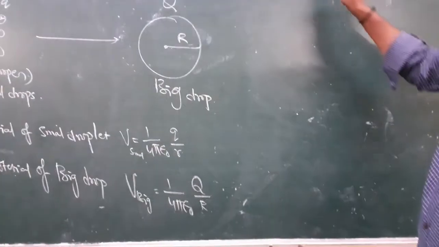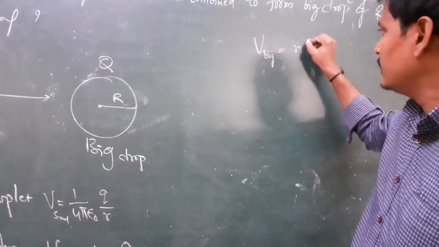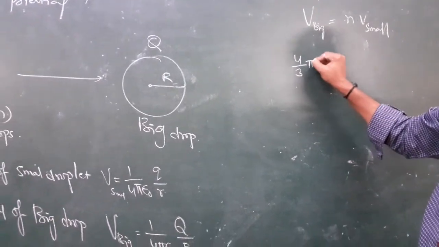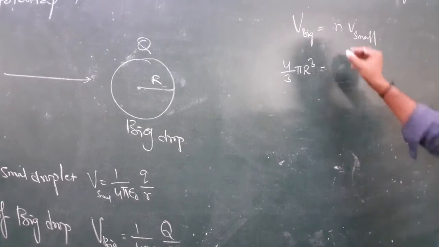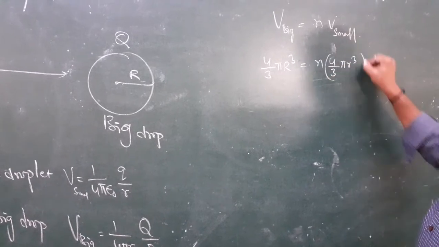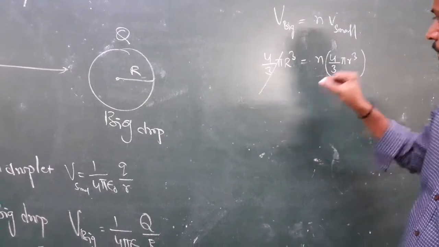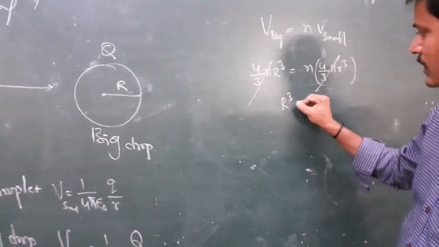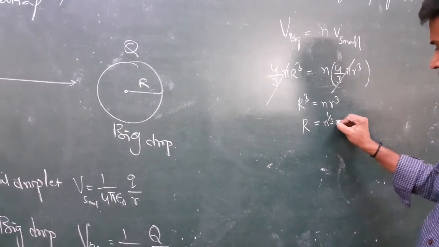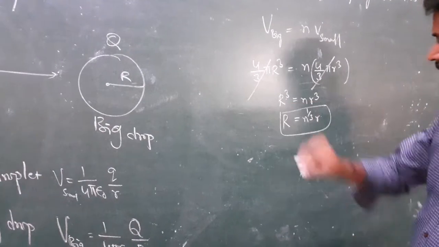Then the volume of the big drop is equal to n times the volume of the small droplets, that is 4 by 3 pi capital R cube is equal to n into 4 by 3 pi into r cube. Each drop is in spherical form, so that's why we are taking the volume of a sphere. Then 4 by 3 pi gets cancelled, capital R cube is equal to n into r to the power of 3, so capital R is equal to n to the power of 1 by 3 into r. Apply the power 1 by 3 on both sides to get the final equation.